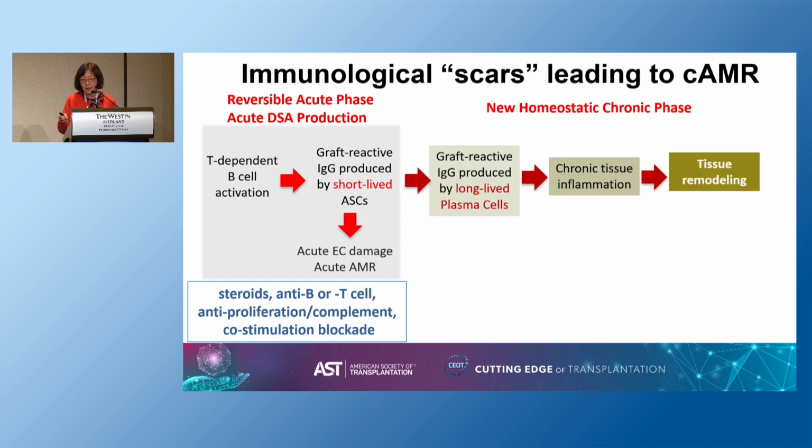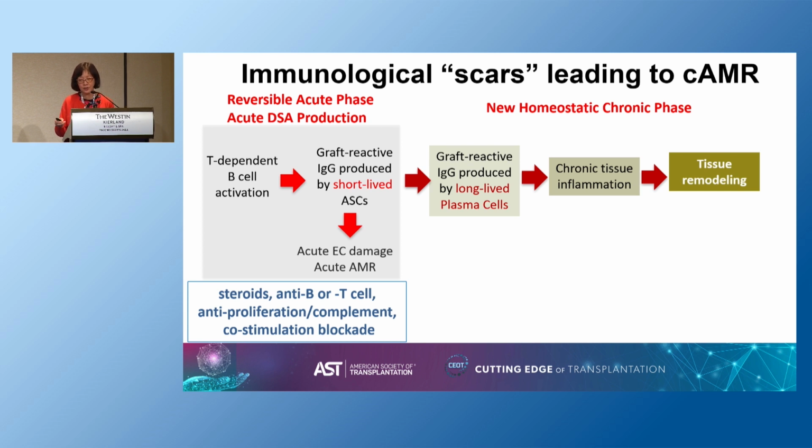So then when you switch over to this new homeostatic chronic phase, now, at least for AMR, you have cells that are producing antibodies that are independent of antigen. And these are these long-lived plasma cells that reside in the bone marrow, in your tertiary lymphoid organs, and in the tissues itself. You can also have chronic tissue inflammation that is occurring in situ in your graft, and this ultimately results in tissue remodeling.